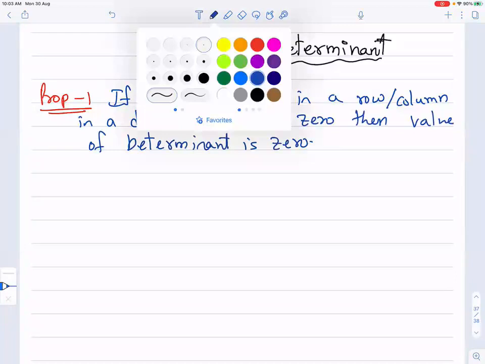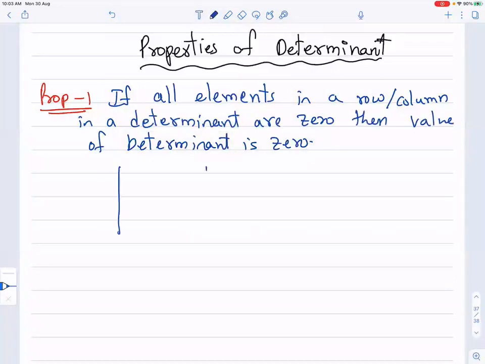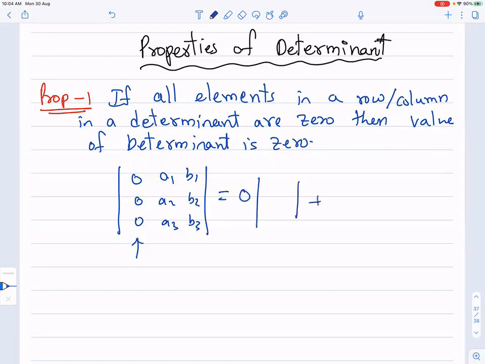Why? If you look at it, if I write zeros in one of the rows or columns, let's say A1, B1, A2, B2, A3, B3 is there. Or a row also, it doesn't matter. I will expand with respect to this row. If I expand with respect to this row, what will happen? I'll get 0 into this, 0 into the other, 0 into the other will come. Of course, the value is 0, right? Yes or no, students? Yes, sir. Any doubts? No, sir.